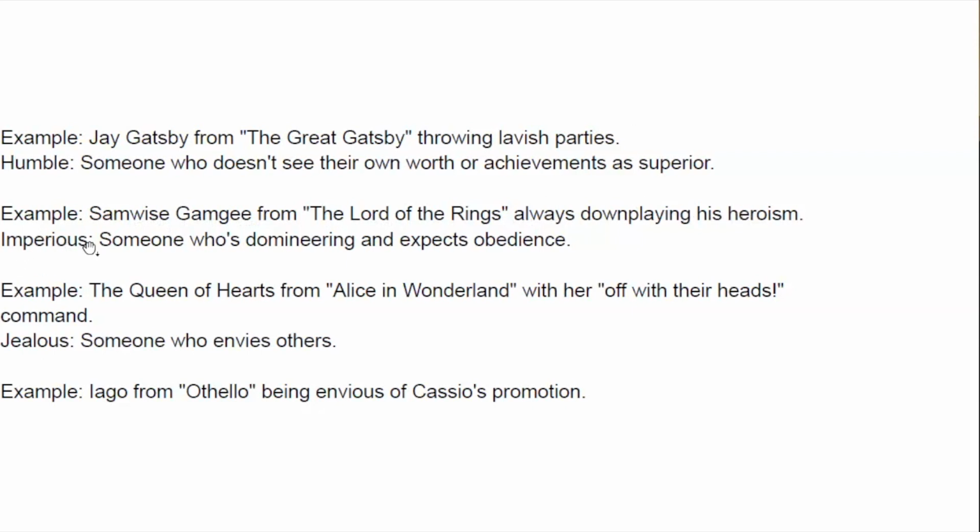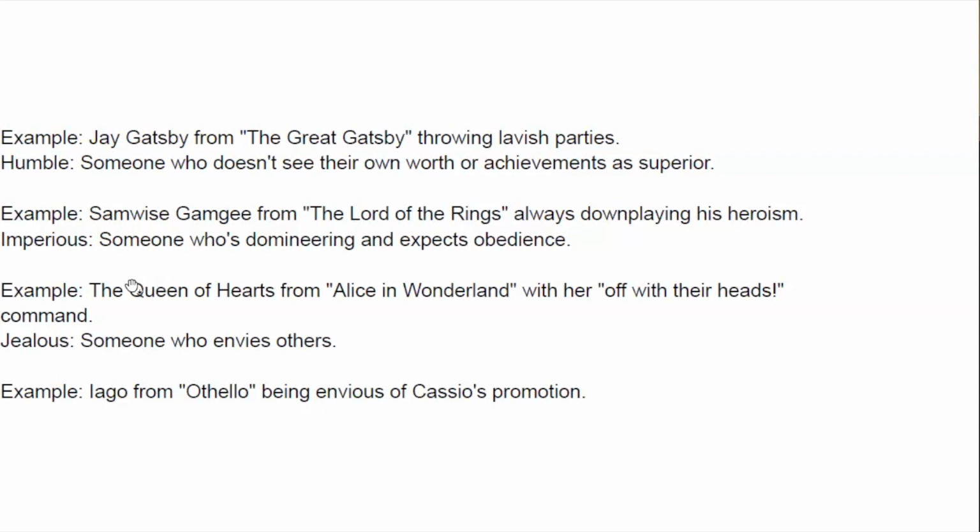So the word imperious, okay? Imperious is someone who's domineering and expects obedience. What that really means is parents are sort of like imperious. Somebody who's imperious is somebody who does things for you, right? Makes you feel good, but in return, they expect you to listen to them. So even if your dad saved you from a pack of wild animals, he just says, don't worry about it, son, but you have to listen to me. That would be an example of someone who's imperious.